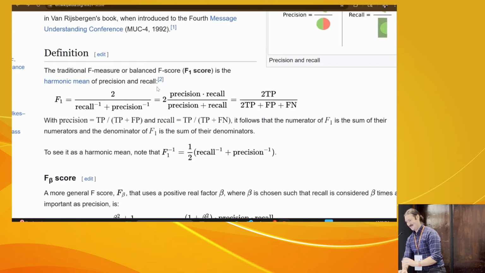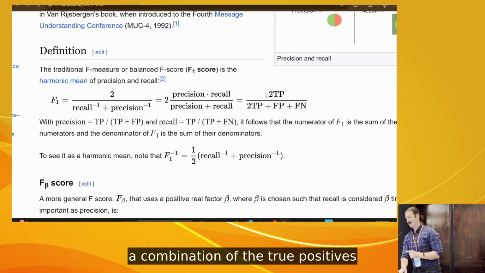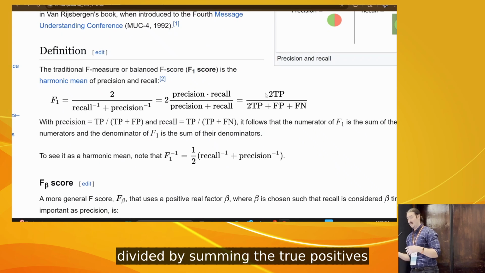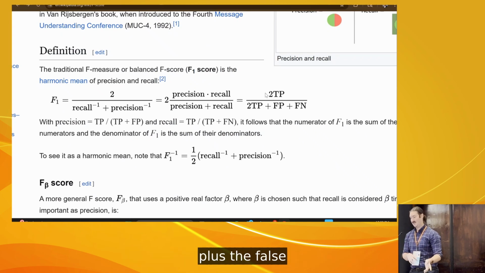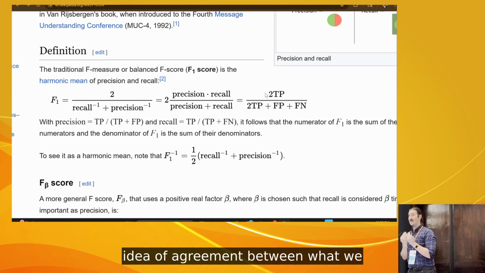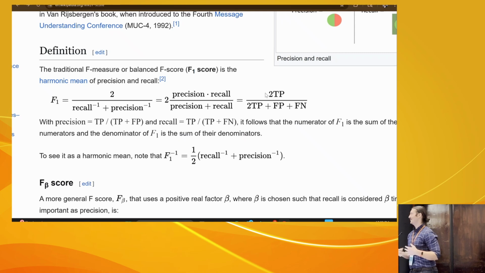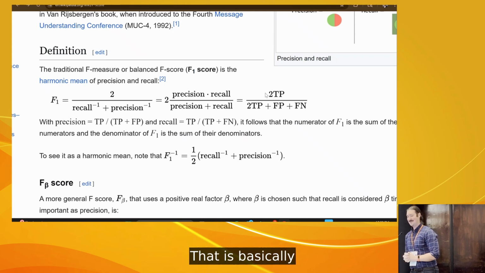Okay, and everyone needs to memorize this formula, and I'm going to be testing you in 15 minutes. But what it does is take the true positives divided by the true positives plus the false positives and false negatives. And that gives us this idea of agreement between what we consider the truth and two attempts at making, say, the same list. That is basically what it is. Yeah, thank you so much.